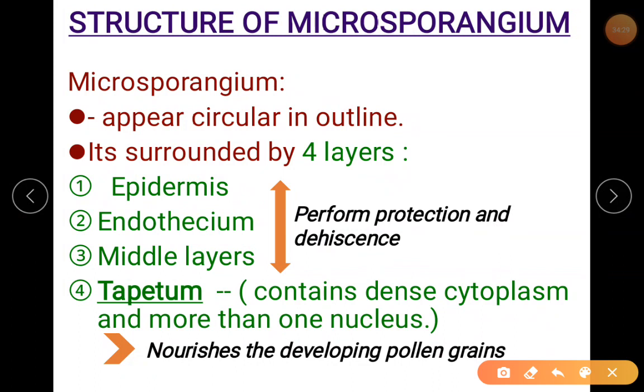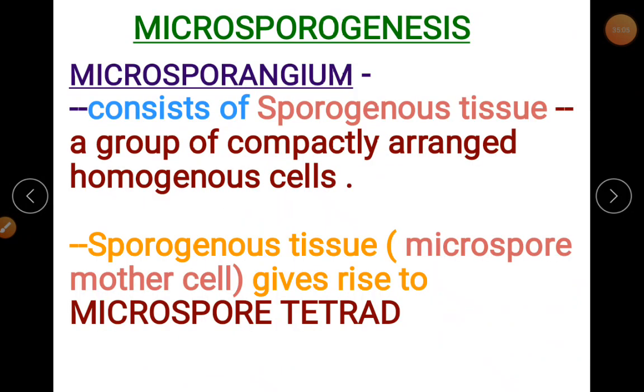Tapetum, very important, for 1 mark it can be asked. Give the significance of tapetum. It is a nutritive tissue. Remember, tapetum is a nutritive tissue, and this tissue contains dense cytoplasm and more than one nucleus. What is the main function, the main significance? It nourishes the developing pollen grains, the ones which are forming into pollen grains. So the 4 layers can be asked separately as your 2-mark question.